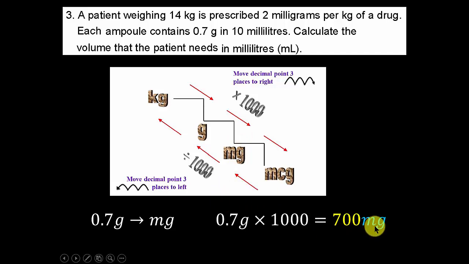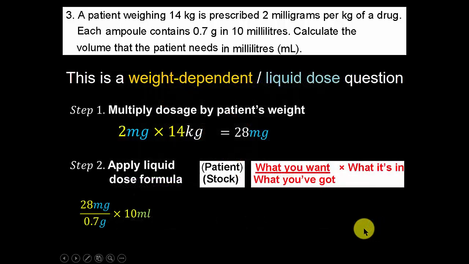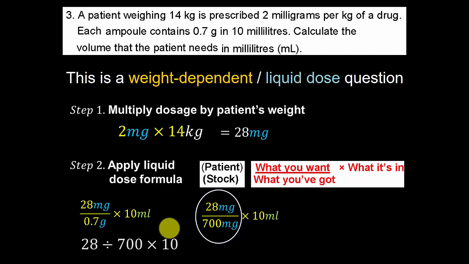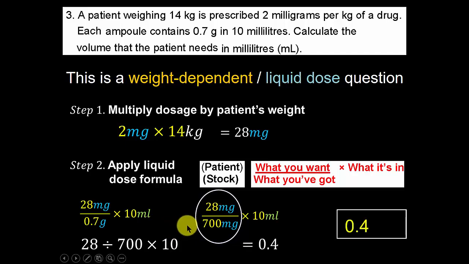So I can now go back to my question, and that formula that I had unpacked can now be rewritten as 28 milligrams over 700 milligrams. Now I'm happy with the units in my fraction part, so the calculator comes out: 28 divided by 700 times 10, and that gives me 0.4. So put that into my answer box. What are my units? Well, as before, the milligrams have cancelled, and I'm left with milliliters, which of course is what it said in the question. So 0.4 milliliters.